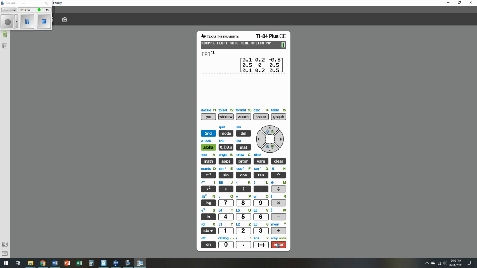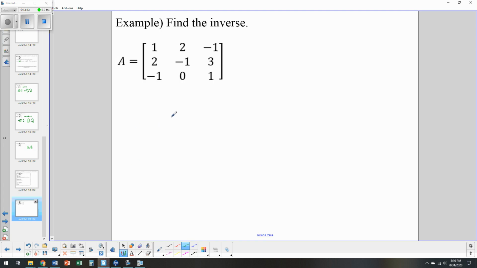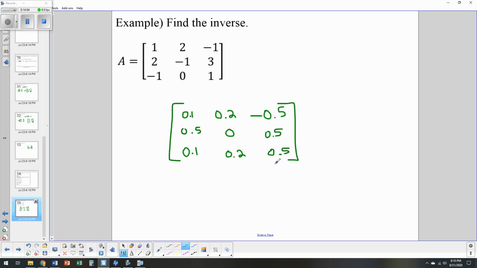Right? And that's all we need to do. It's done for us. There's nothing else to do. So we can go here and just write our answer. So that was 0.1, 0.2, negative 0.5, 0.5, 0, 0.5, 0.1, 0.2, and 0.5. All right, and that's it.